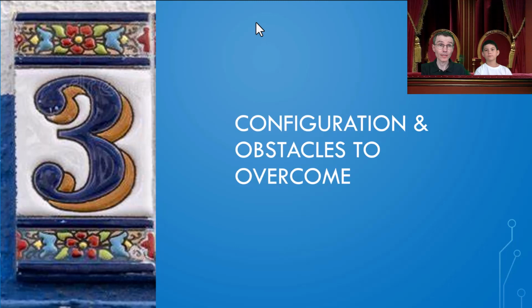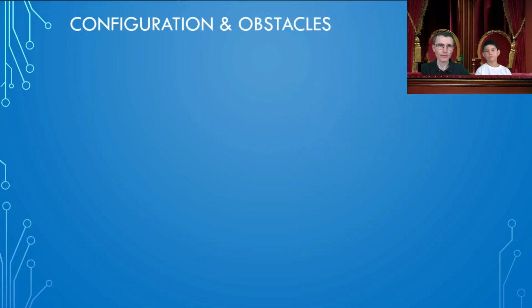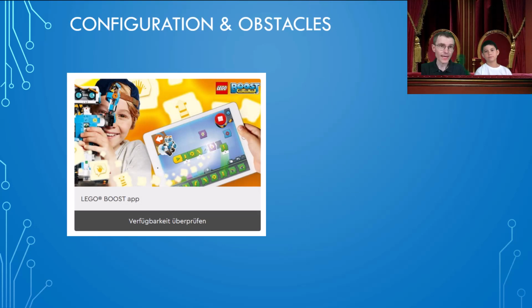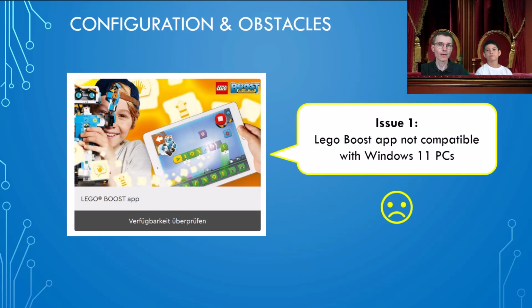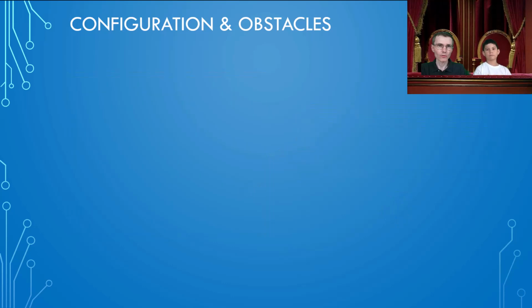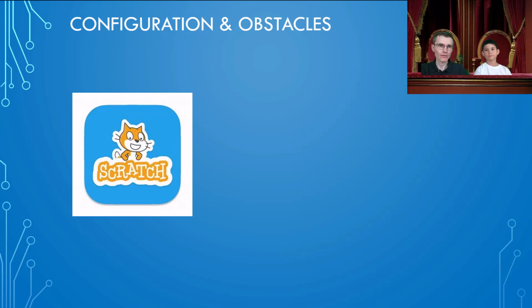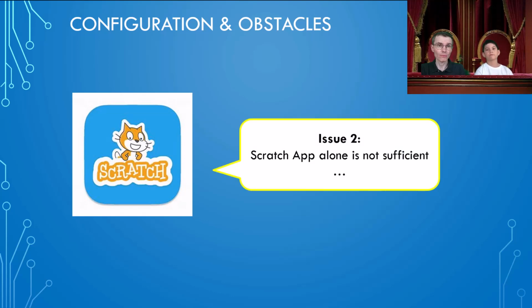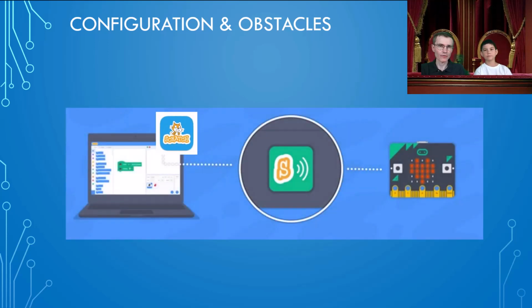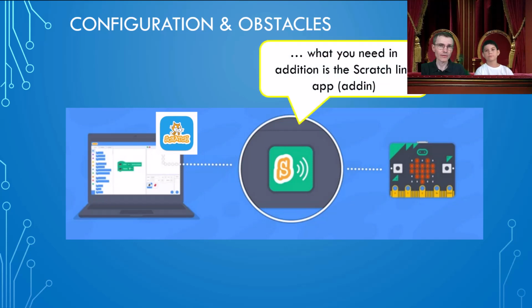Okay, after this short demonstration, let's have a look at the configuration and some obstacles that we had to overcome. First, there is actually a Lego Boost app that we found, but this Lego Boost app is not compatible with Windows 11 PCs. It's just not made for that. There's also a Lego website where you can check the availability. So what did we do? Well, of course we used Scratch and implemented this application on our computer, and then we noticed it's not sufficient. Why? Because there is another small application that needs to be configured and run, and this is the Scratch Link app. So you have to make sure that this one is also installed on your computer if you want to replicate what we have done.